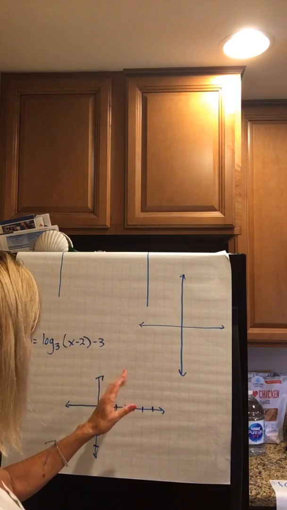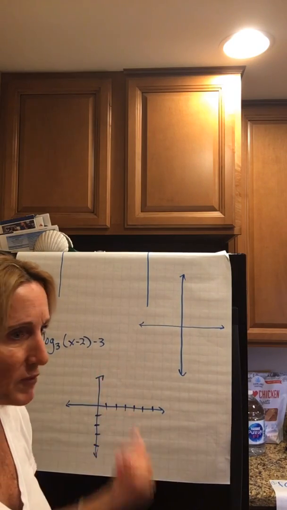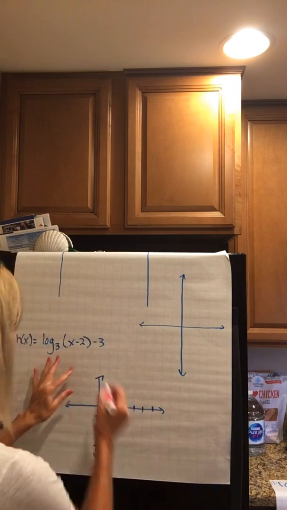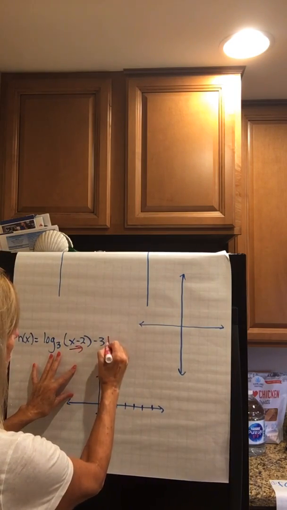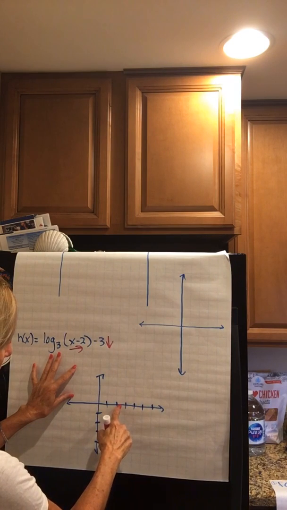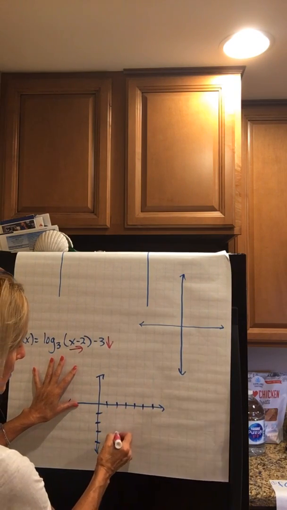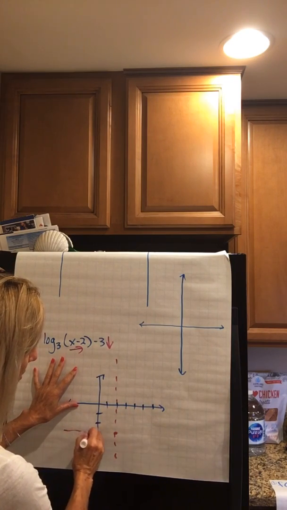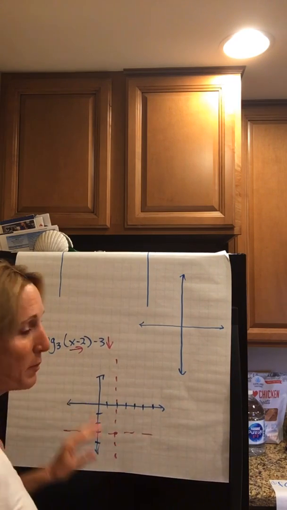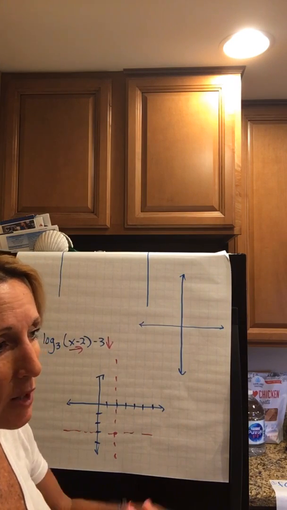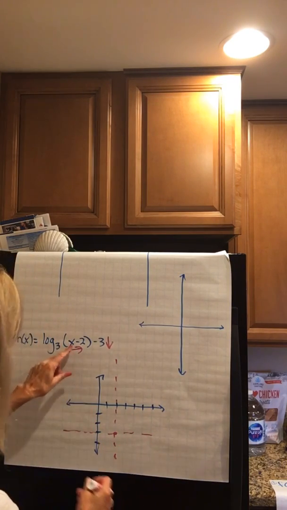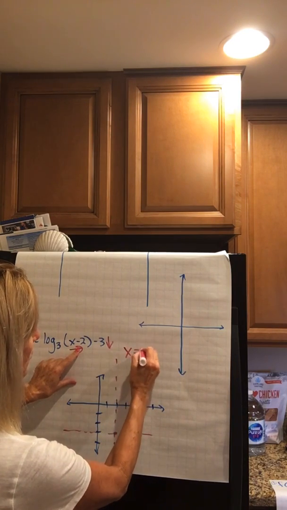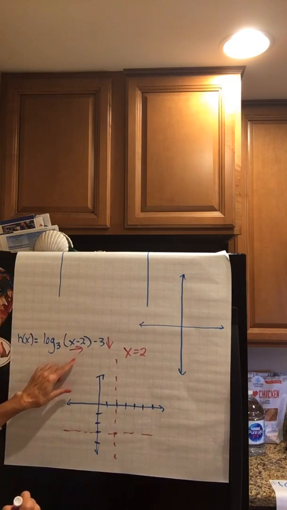So I look at my shifts and I go, all right, I can do this because we've done this forever. This says I go the opposite direction, so I'm going to go right 2, down 3. Right 2, down 3, 1, 2, 3. Make your shift. Remember, you don't have to draw these if you don't want to. Think about what your vertical asymptote is, not horizontal, vertical, because we're in logs. If I go right 2, now it's x equals 2, that's your vertical asymptote here.